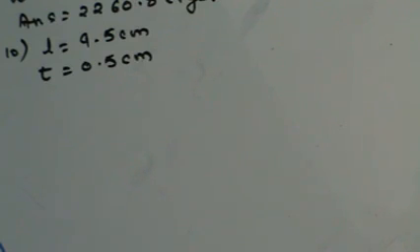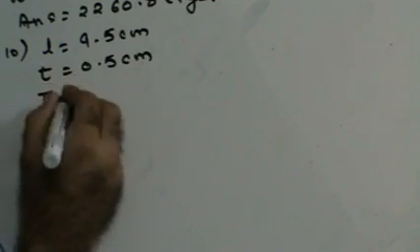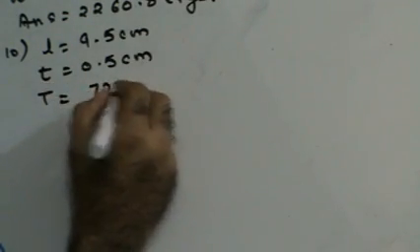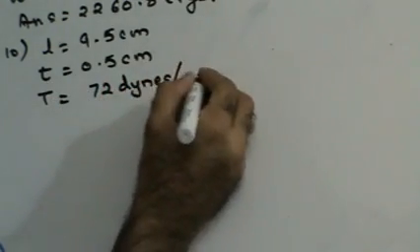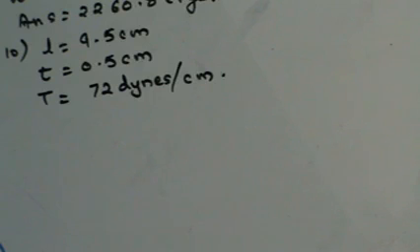Calculate the downward force due to the surface tension acting on the plate, if the surface tension is 72 dynes per centimeter.